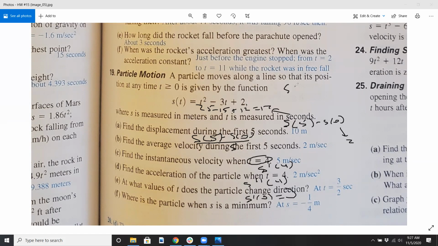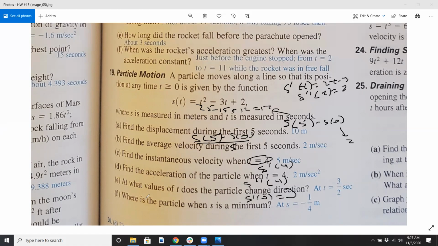S prime is easy. That's just S prime of t is just 2t minus 3. So of course t equals 1.5 when the derivative is 0. And your second derivative is just straight up just 2. So it looks like we're always accelerating here. So that's that one.